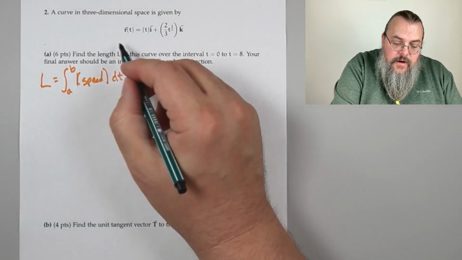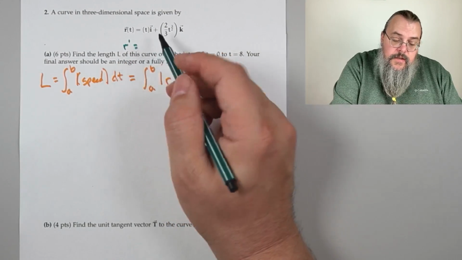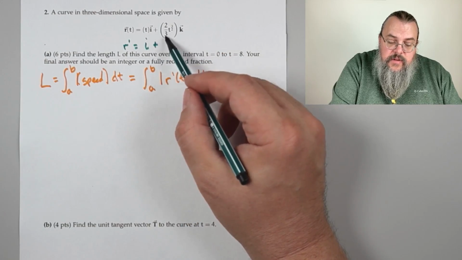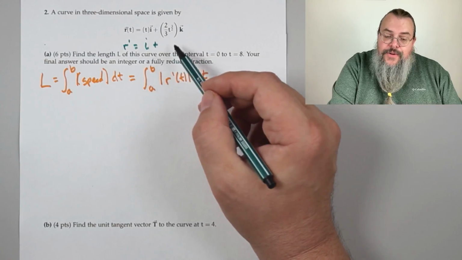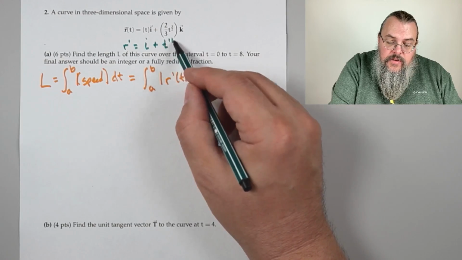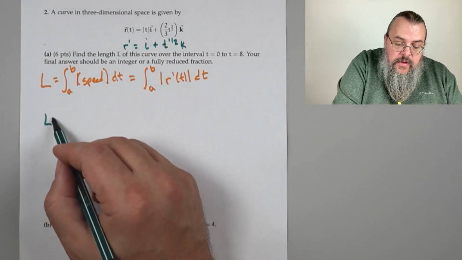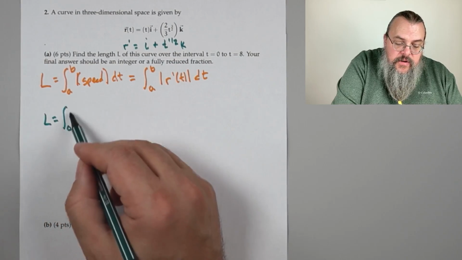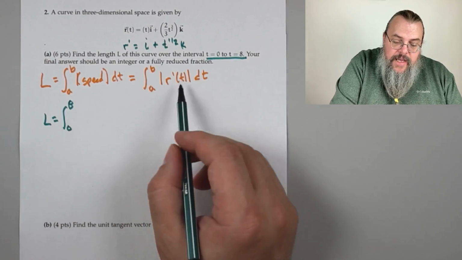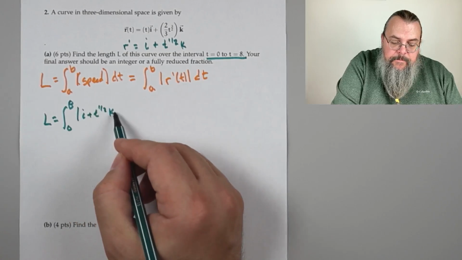So what is r prime? Let's see, we probably have space to write it. The derivative of t is 1, so we have an i. And here, 2/3 stays there, t to the 3/2, so the 3/2 comes down. 2/3 times 3/2 is 1, and so we're left with t to the 1/2 k. So in our case, our length is the integral from 0 to 8, because that's what we're told, and then the magnitude of i plus t to the 1/2 k.